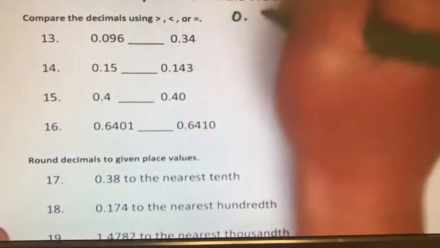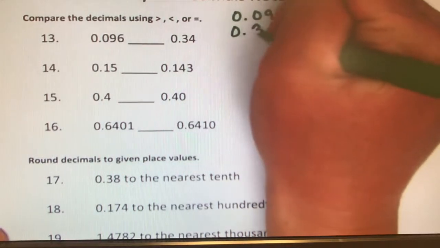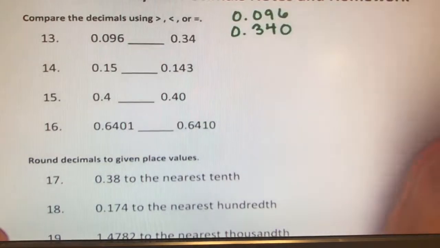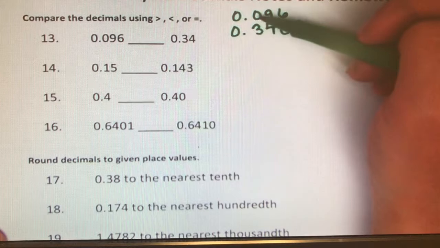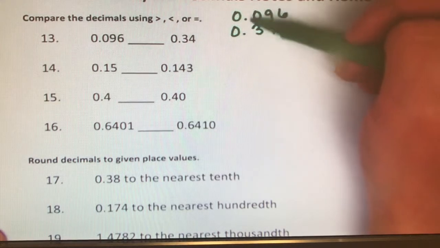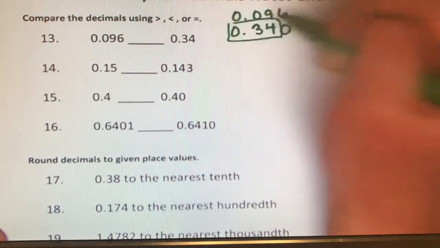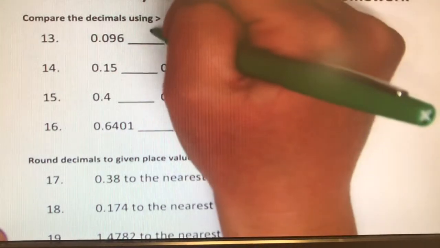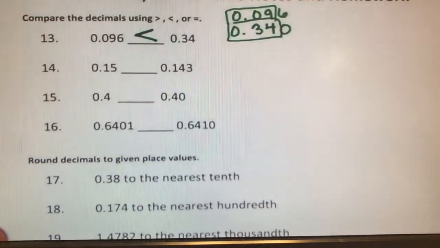But what's really helpful is if you come over here and line up all of the place values, and what we can do in the empty spot is put a 0. Now notice that 34 hundredths has a 3 in the tenths spot, and this one has a 0 here, so this one's actually a greater value. Think about it this way, if you think about money. This is like 34 cents, and this is like 9 cents and a little bit more. So actually, 96 thousandths is less than 34 hundredths, so we would write it like that.